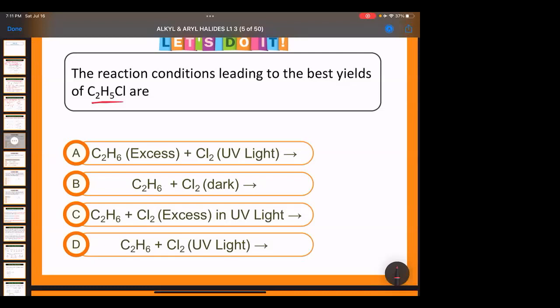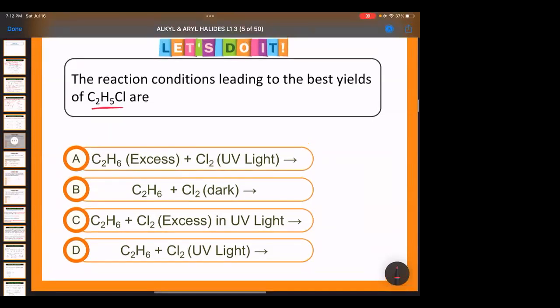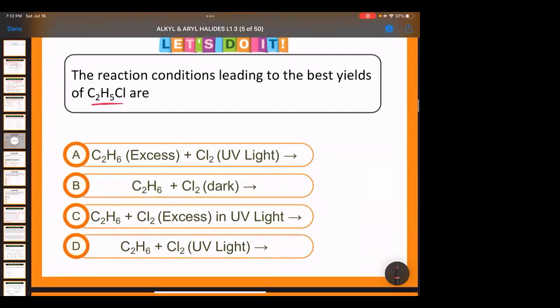Okay, so think once more. Actually, suppose you have chlorine in excess. Excess means you understood now. What do you mean by excess? It's a large amount, larger than whatever is needed. So what is going to happen?